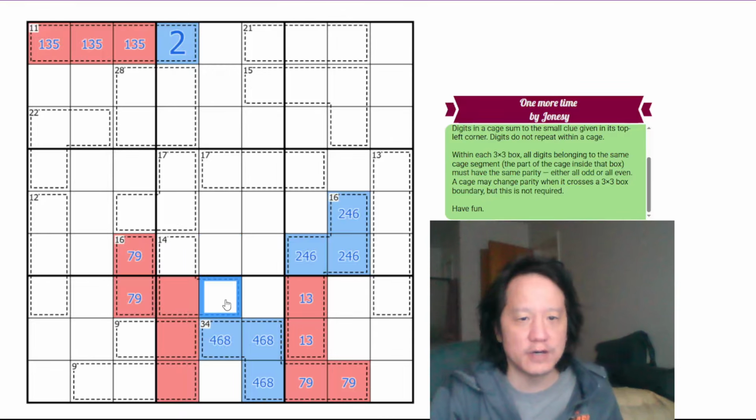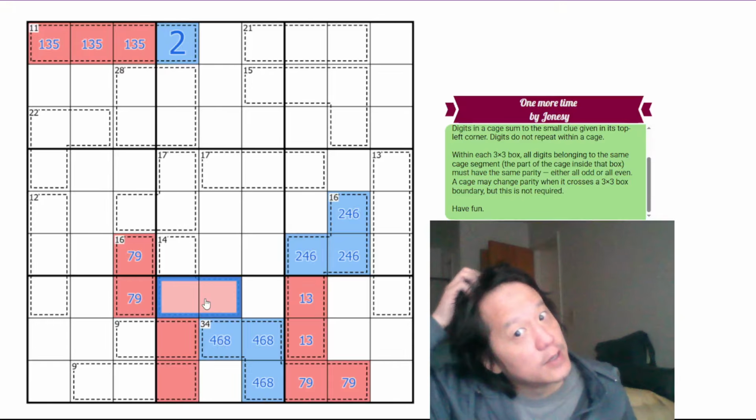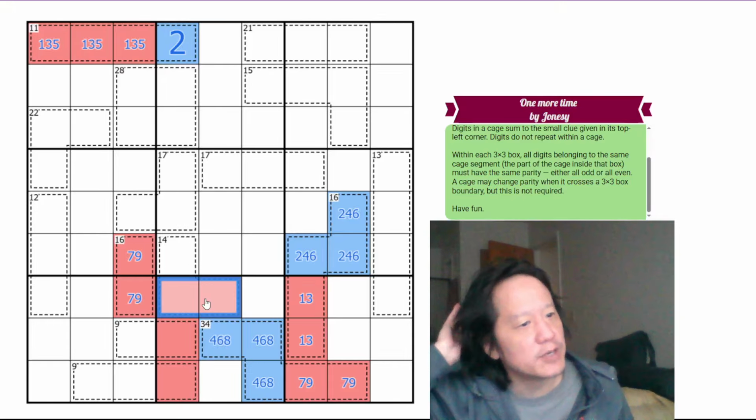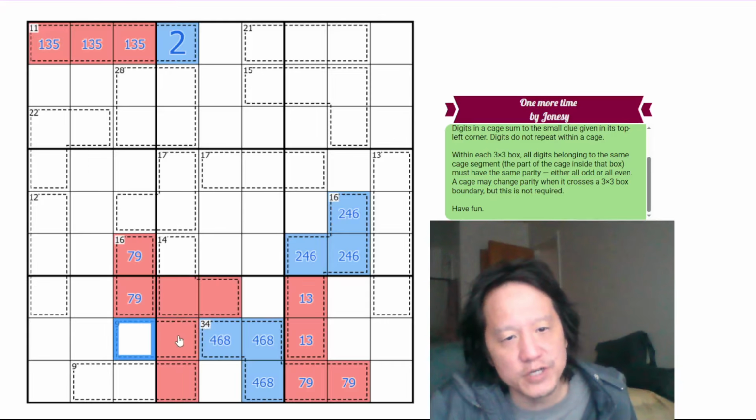So this must be odd here to be in the same 3 by 3 box and the same cage segment. This must be even because we need an odd and an even to add up to an odd digit. So this is even. This is odd. This could be 2 evens or 2 odds. We're not sure. That means 2 has to be one of these 2 digits. We're not sure which.